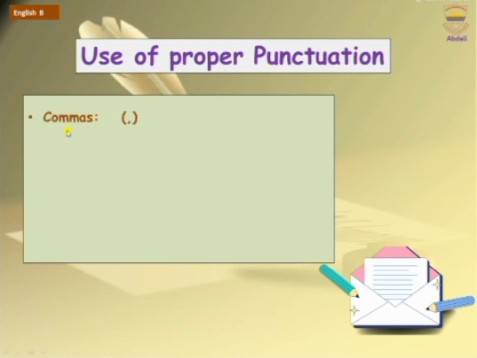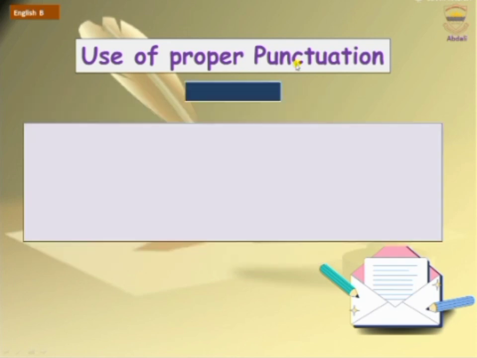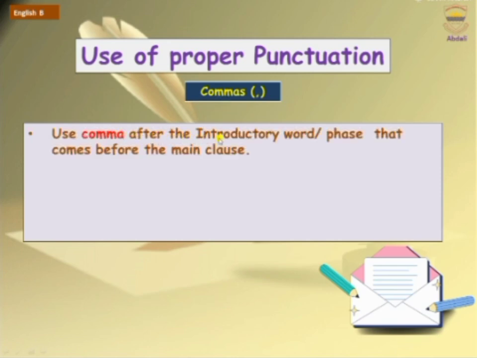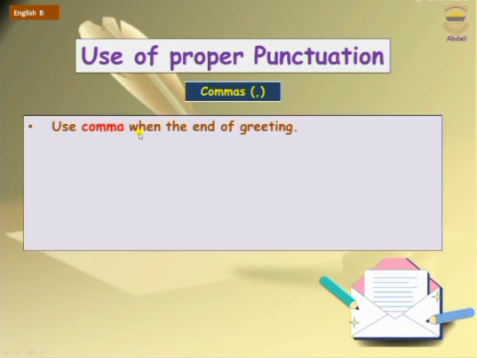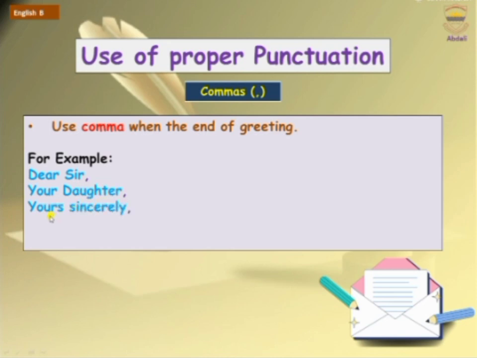Some punctuations are commas, full stop, exclamation mark, question mark. So what are commas? When do we use comma? We use comma after the introductory word or phrase that comes before the main clause. Let's take an example. Examination hall, comma. We also use comma at the end of greeting. For example, Dear sir, comma, your daughter, comma, yours sincerely, comma.